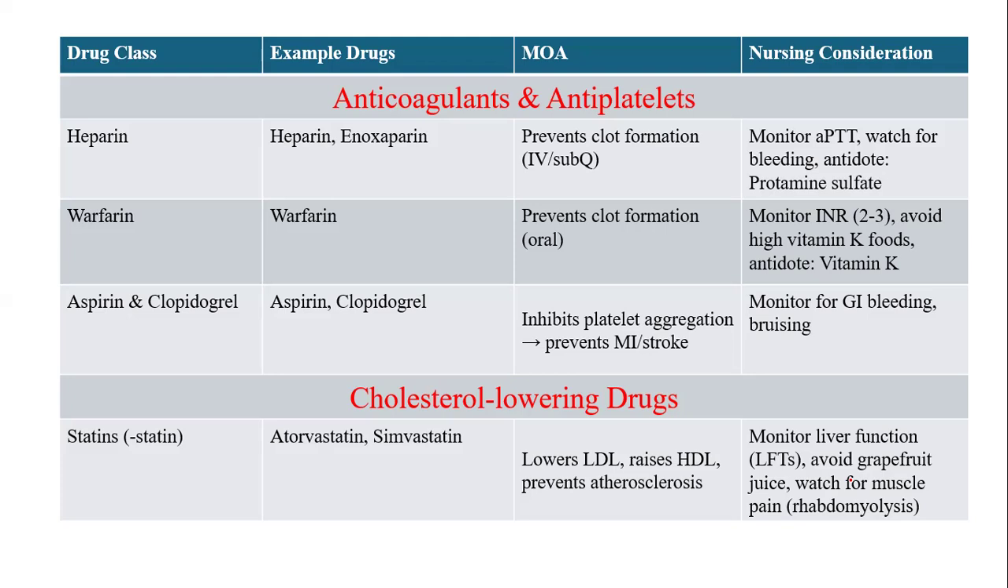You need to remember these concepts so that you don't forget or confuse them in your exam. And with warfarin, we need to monitor INR, the normal range. We want to keep it within 2 to 3, and anything above or below is a concerning thing. Avoid high vitamin K foods. Why? Because vitamin K is the antidote for warfarin. Okay, and then aspirin and clopidogrel inhibit platelet aggregation, and we need to monitor for GI bleeding and bruising with these medications.